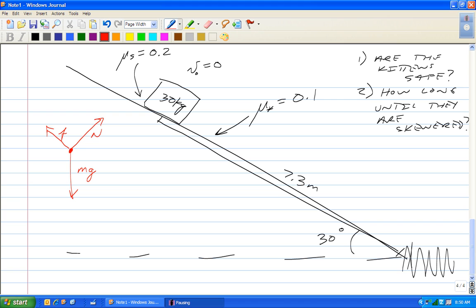The second rule is if there's no acceleration, then choose a coordinate system with the most forces along the axes. So rule number 1, the most important one, is if there's acceleration, make it along an axis. If there isn't an acceleration, then you want to choose axes so that as many as possible of your forces are along axes.